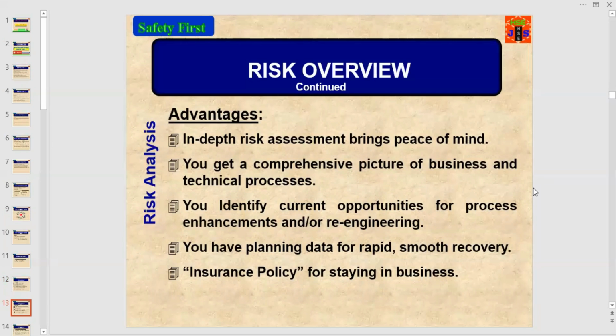Do you know the advantages of risk analysis? In-depth risk assessment brings peace of mind. You get a comprehensive picture of business and technical processes. You identify current opportunities for process enhancements and or re-engineering. You have planning data for rapid, smooth recovery and insurance policy for staying in business.